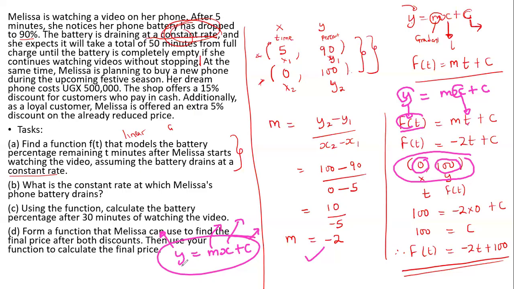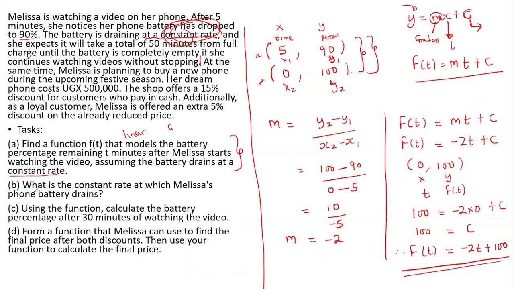So in your function here, our m is the rate at which this battery drops. According to our explanation, every minute the rate at which the battery is dropping is 2, and the negative means that it is decreasing. I don't know that you have got it. For me, I'm asking you, this f of t is equal to mt plus c. How have you?